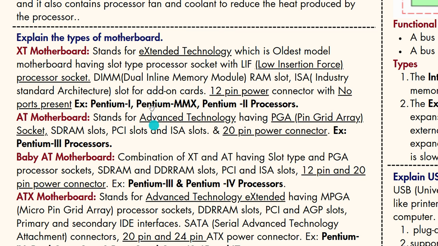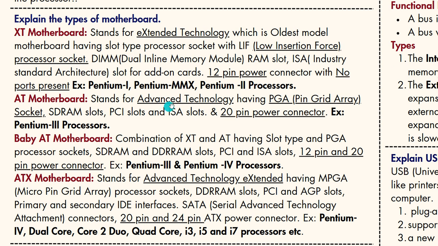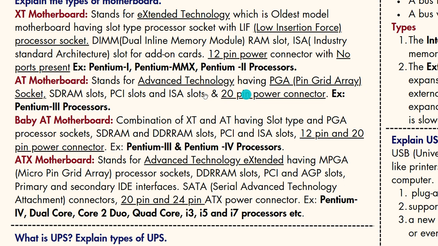Then coming to AT motherboard, it stands for advanced technology, having pin grid array sockets, SD-RAM slots, PCI slots, and ISA slots. We'll see these slots in the coming questions. And the 20 pin power connector. Here it was 12 earlier in XT, and in AT it is 20. Examples are Pentium 3. Pentium 1 and Pentium 2 were in extended technology; when the technology is advanced, we have Pentium 3 processors.